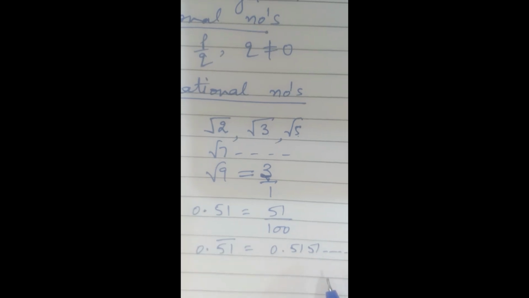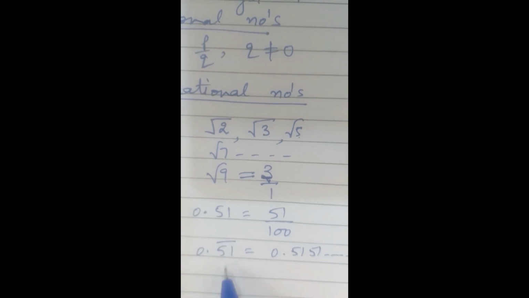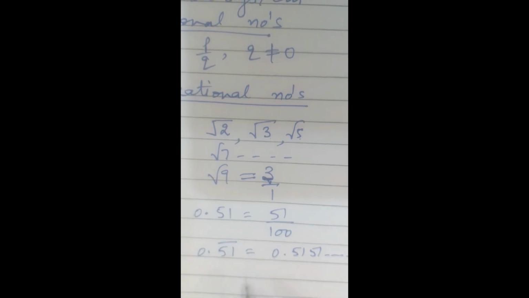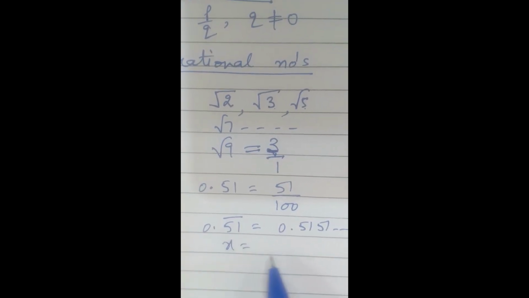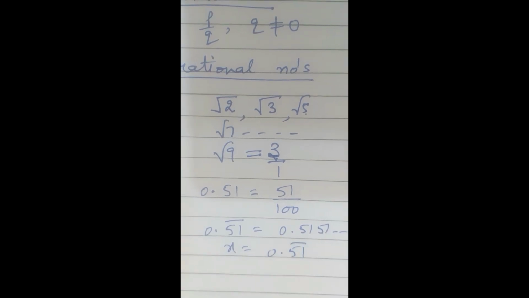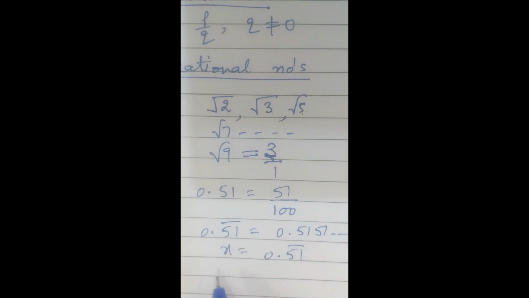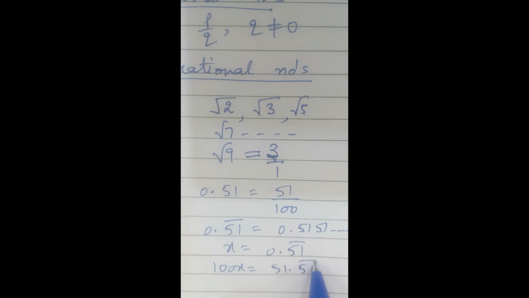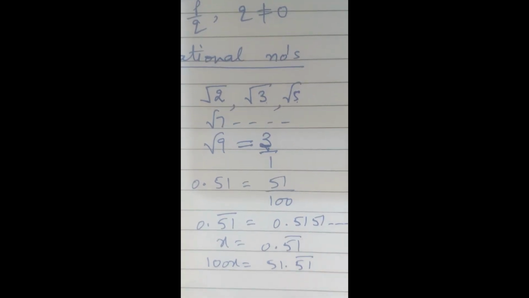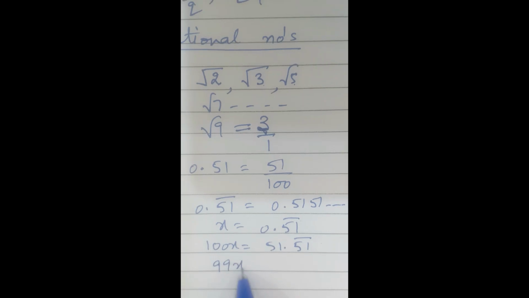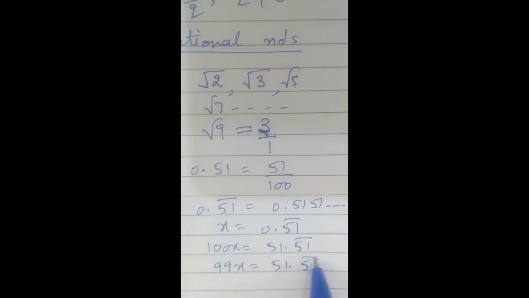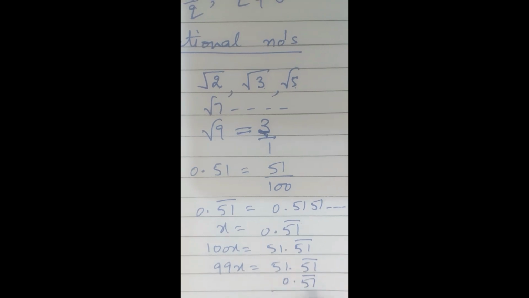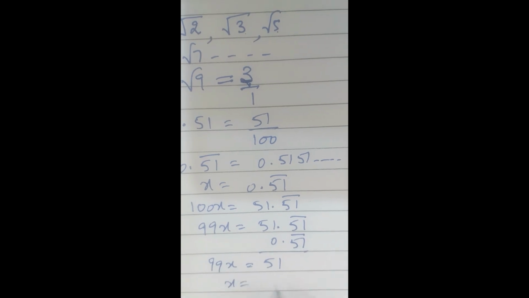We have done these types of questions in the chapter, that these can be represented in the form of p upon q when you assume this as equal to x, 0.51 bar. Since under the bar there are 2 digits, you will multiply this by 100 on both sides. It will become 51.51 bar again. When you subtract these two, it will become 99x, and this 0.51 bar will give you 51. So 99x is equal to 51. x will be 51 upon 99, right?